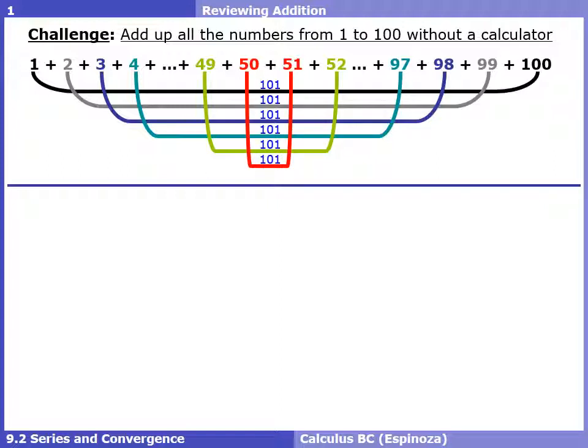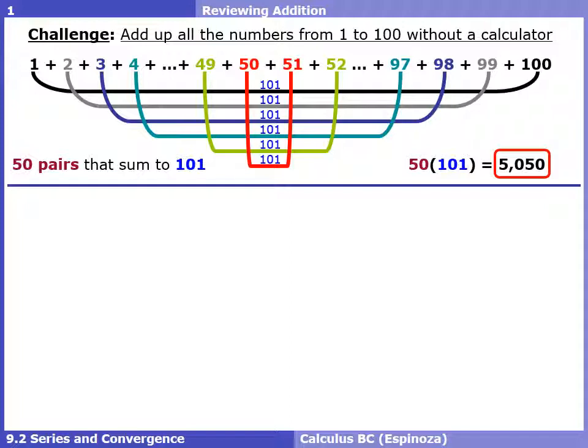So you'll notice we just have a bunch of pairs of 101. We have 50 pairs of two things that add up to be 101. So of course we could simply do some multiplication here to figure out that 50 pairs of 101, or 50 times 101, would be 5,050. So just an interesting way to start off this idea of looking at a series, which is again just another way of saying we're adding up a bunch of things.